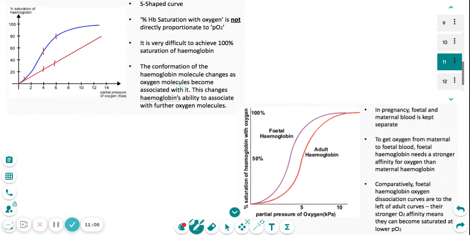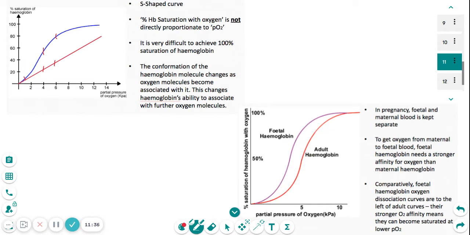The conformation of the hemoglobin molecule changes as oxygen molecules become associated with it. This changes hemoglobin's ability to associate with further molecules. So like I just said before, as soon as one oxygen molecule binds with one of the heme groups, a conformational change will occur, which will expose the remaining heme groups, and it's going to make it easier for the oxygens to associate with the remaining heme groups. Okay.